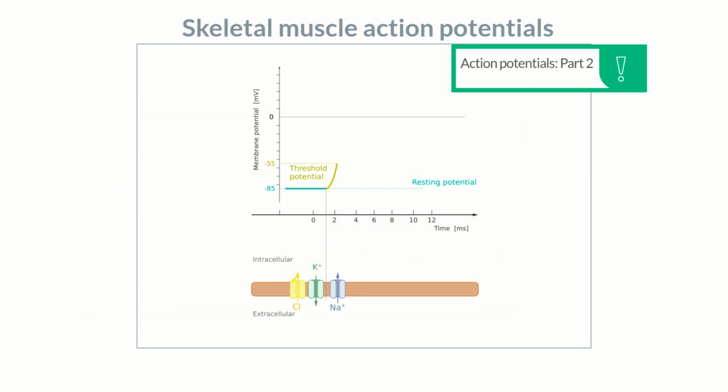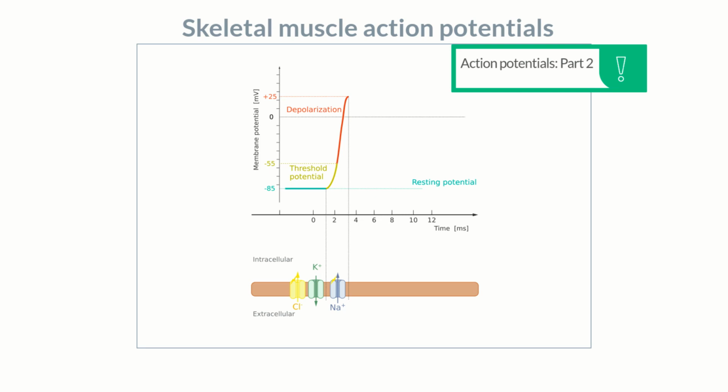Once the threshold potential is reached, the voltage-gated sodium channels in the sarcolemma also open. Even more sodium ions flow into the cell, leading to depolarization with a membrane potential of around +25 millivolts. Similar to the neuronal action potential, the sodium channels in muscle cells begin to close before reaching the theoretical maximum potential, which we explained in Part 2.